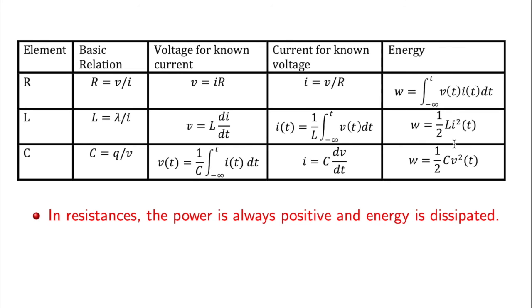The energy expressions are there. We summed up previously that the inductor has the energy half Li square, and the capacitor has the energy half CV square. But the expression for the resistance was not highlighted as such. But the resistance is always absorbing power, so V into I is positive. When you translate that into energy, it suggests that it is always dissipating the energy. So in the resistance, the power is always positive and the energy is dissipated.